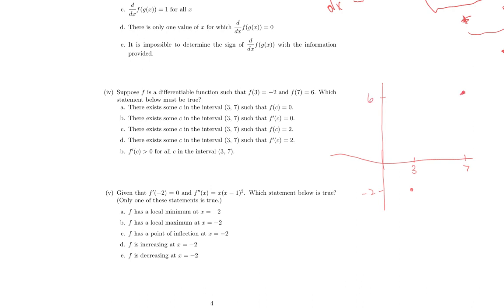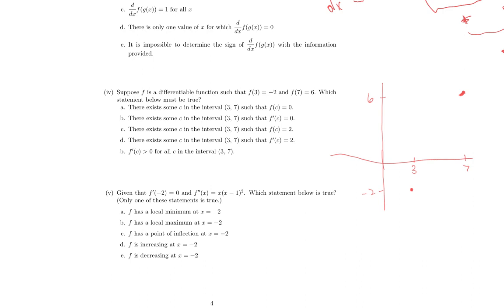So the question is, which of the following must be true? Well, there exists some c between 3 and 7 such that f of c is 0. And we're going to say, because we can take a derivative, that means that it must be continuous. In other words, because this has to go from here to here, there's no way I can draw this where I avoid a y value of 0.